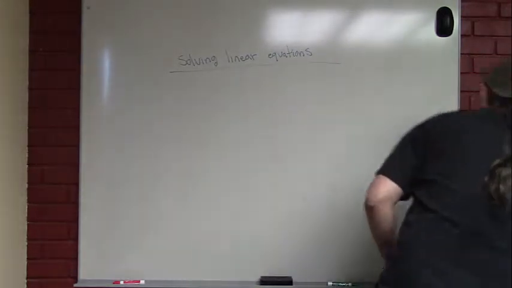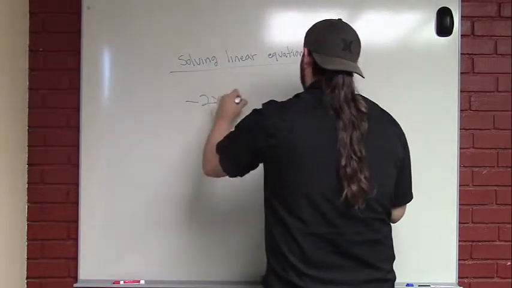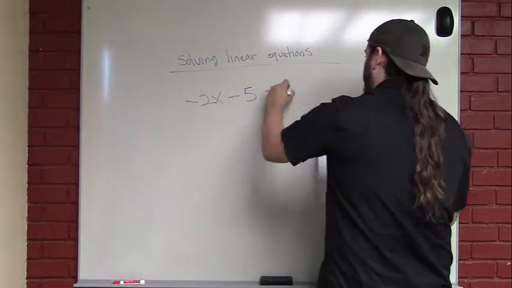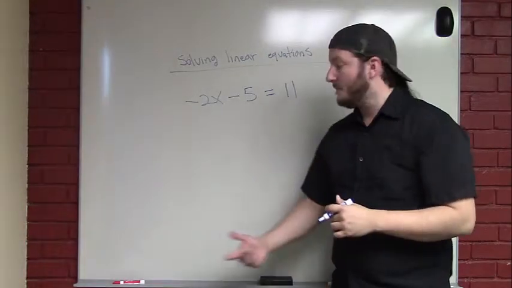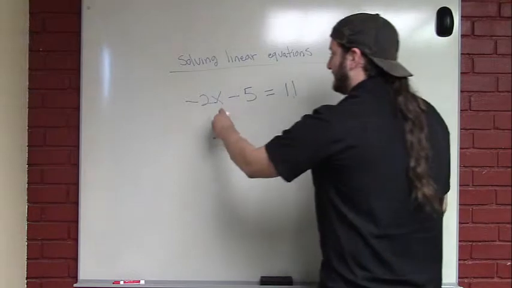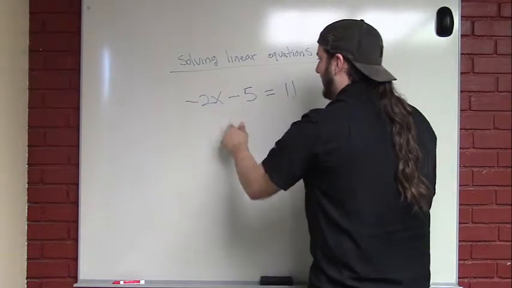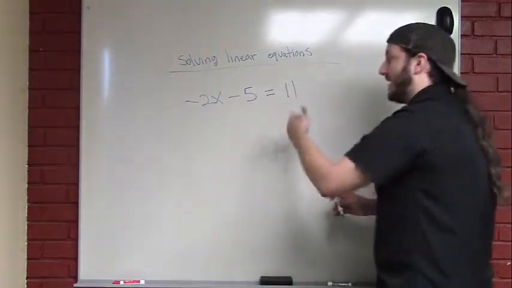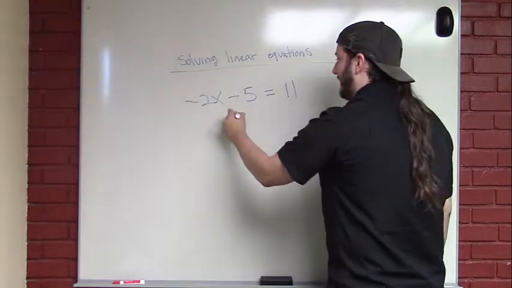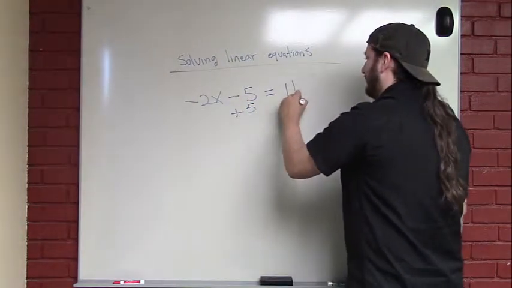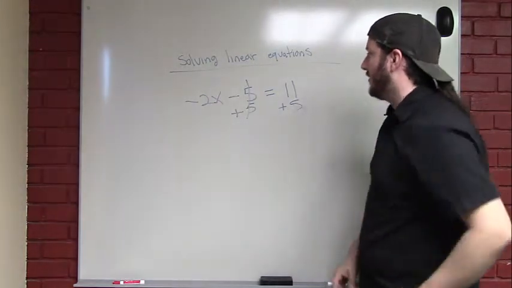Alright, we got negative 2x minus 5 equals 11, okay? So same concept as the first problem. So again, x. X is stationary. We do not want to move this x. You want to move the stuff around it away, okay? So we have this negative 5 here. So the opposite of negative 5 is a positive 5, okay? Because negative 5 plus 5 is 0.